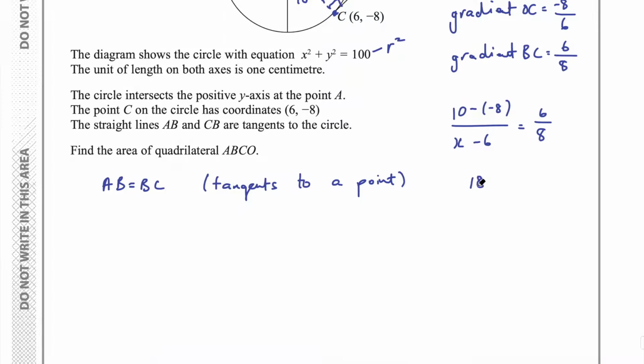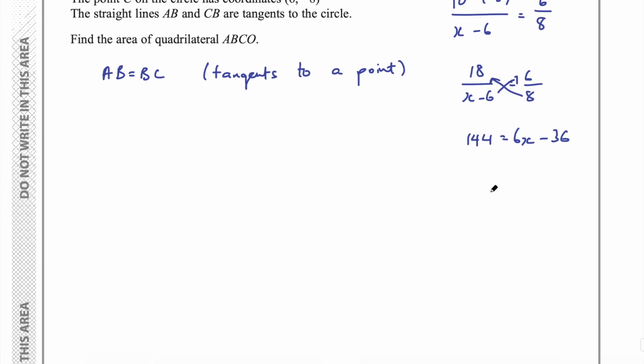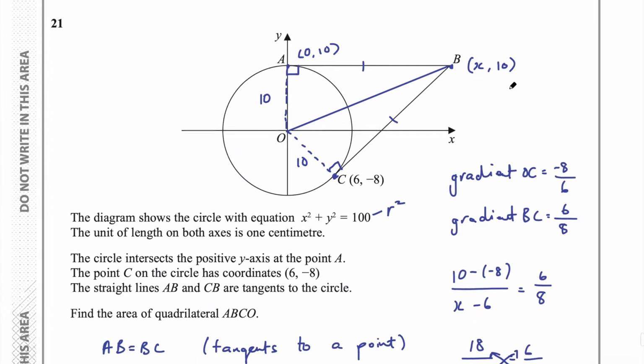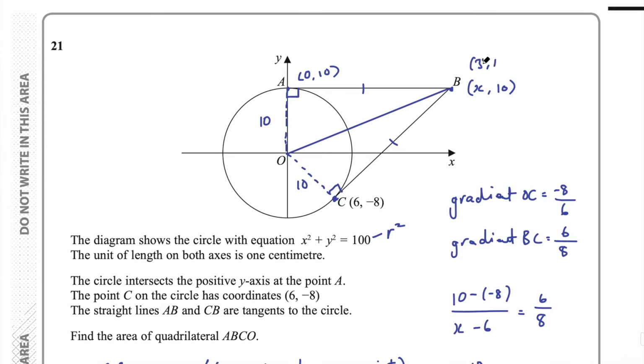So this is going to be 18 on x minus 6 equals 6 on 8. 8 times 18, that's going to be 80 plus 64, 144, equals 6x minus 36. So I've just multiplied this over here and 8 by 18 to get rid of the denominators. Add 36 to the other side, so 6x is going to be 180, and then x is going to be 30. Okay, so 180 divided by 6. So going back up to point B, this is going to be 30, 10. So that's what x was, the x coordinate of B.